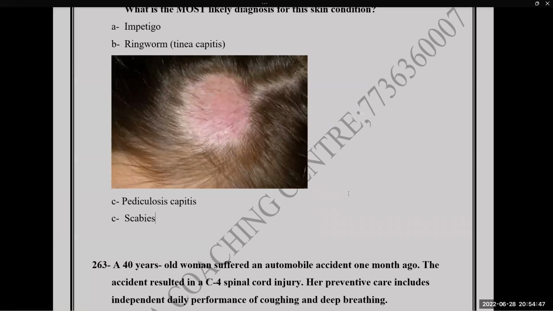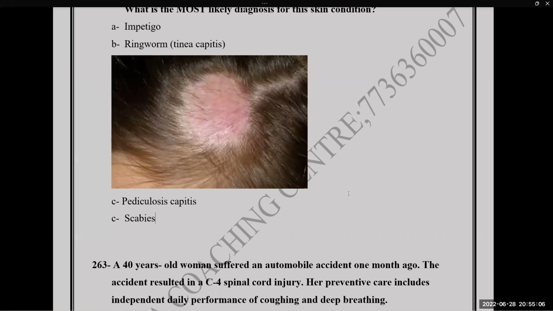So you can remove wrong answers. See, there are round lesions on the scalp, so it is something related to the scalp. So you can remove wrong answers. Pediculosis capitis, I think you can remove. That is like pediculi.